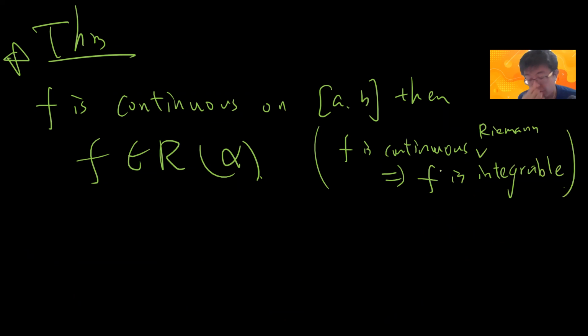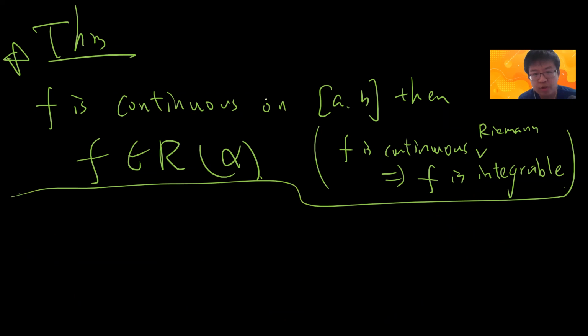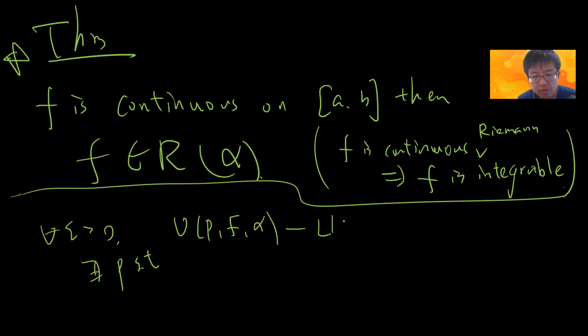Okay, so remember how to prove it. The proof is we need to show that given epsilon greater than zero, there exists a refinement such that the upper sum minus the lower sum should be arbitrarily small. Okay. So I think this proof is simple, so let me just quickly prove it.